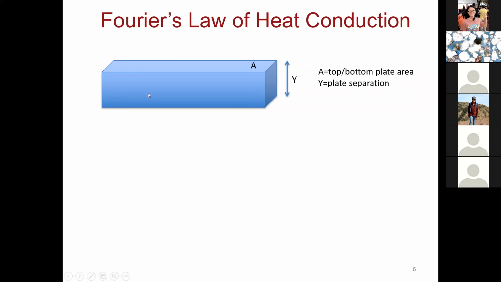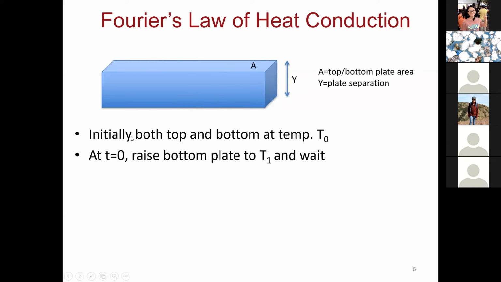If I just have a piece of homogeneous material, and I have area on top, which is A, and the thickness of this material, or the separation of top and bottom plane, which is Y. Then let's say that initially I have top and bottom areas at temperature T0. If I have them at the same temperature, then there will be no heat transfer. Now at time t equal to 0, I will raise the temperature of the bottom plate to T1, which is presumably higher than T0, and wait.